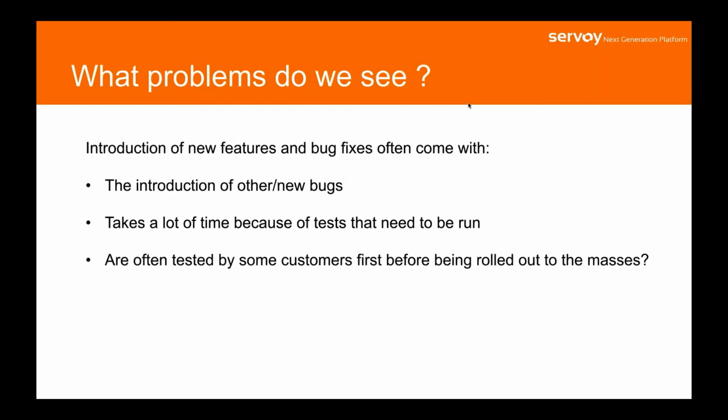We see problems out there which happen for various reasons. Introduction of new features leads to new bugs. Running the manual tests takes a lot of time. And often tests are actually run by customers. So typically when your customers give a lot of feedback about bugs, they're basically testing for you, and you probably try to avoid that. That's not really the way to do things, because it leads to a bad experience.